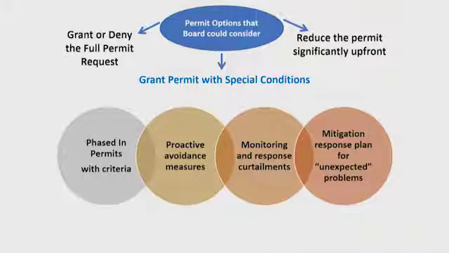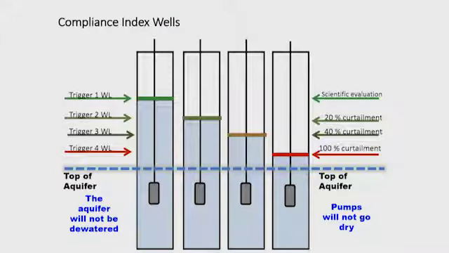And so we find that there's a variety of uses for special conditions that range from mitigation, to monitoring, phased-in permits, and proactive avoidance measures. And so we think there's a place for all of that if the situation warrants, but particularly, it brings that flexibility for the applicant as well as the board. It allows us to adjust permits based on actual data. The monitoring is a very key component for us.